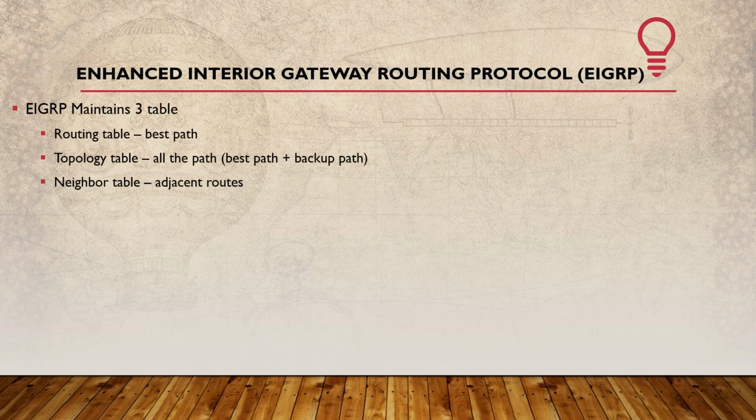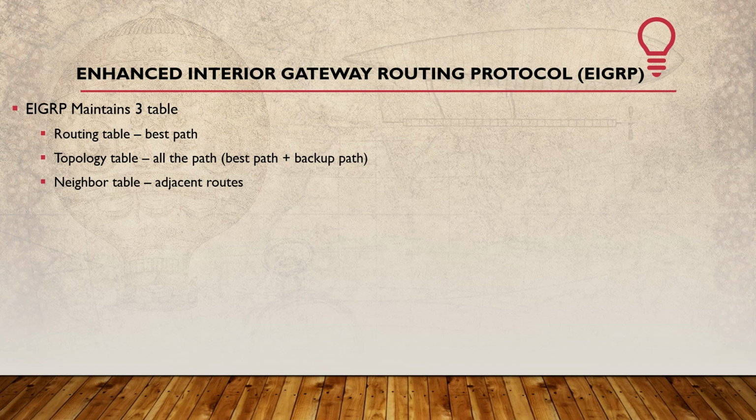EIGRP maintains three tables: a routing table, a topology table, and a neighbor table. The routing table contains the information of the best path. The topology table has the information about all the paths, the best path and backup paths. It has the complete view of the topology, how the network is connected.